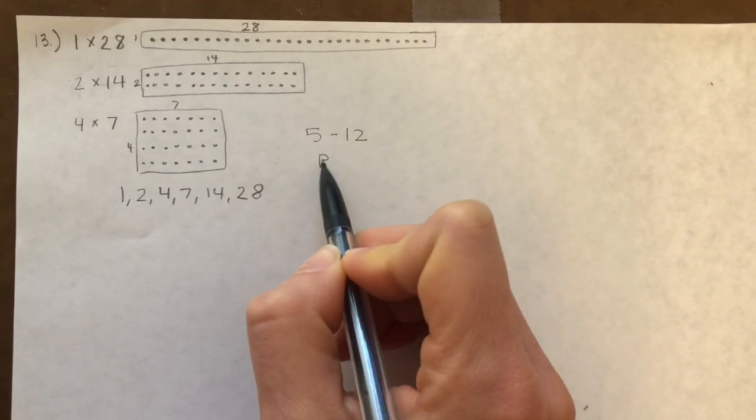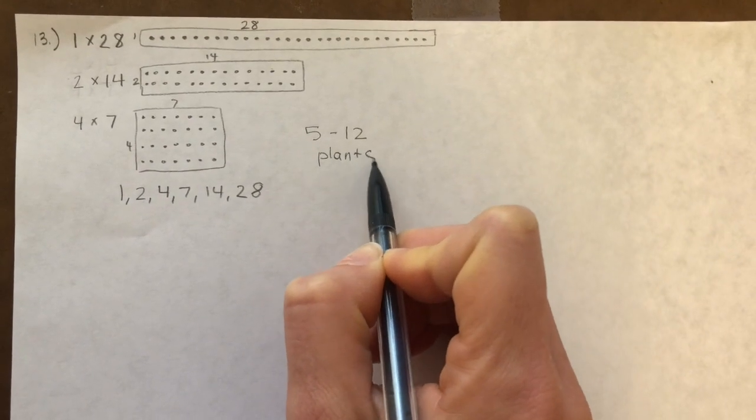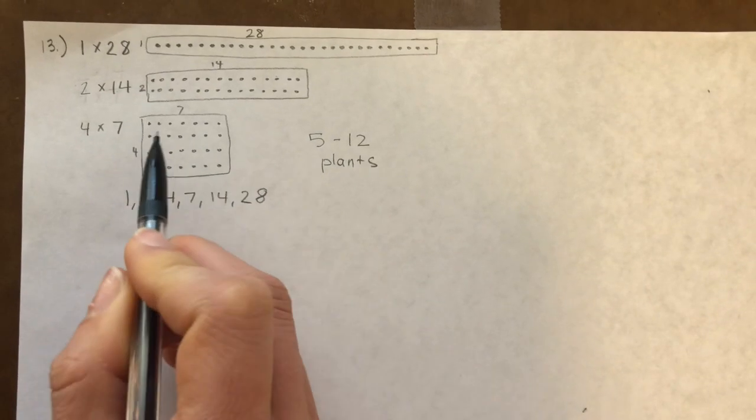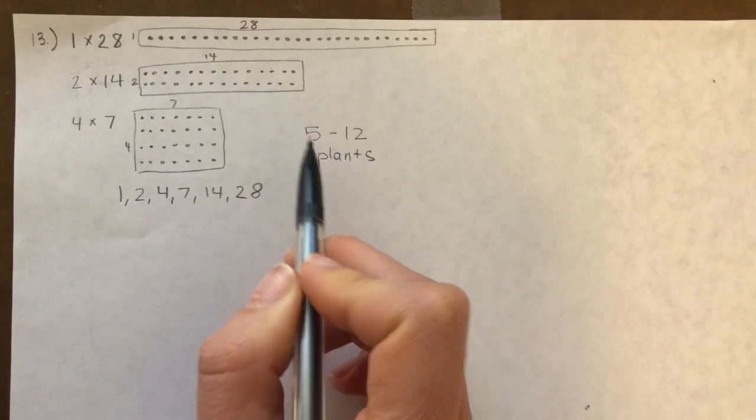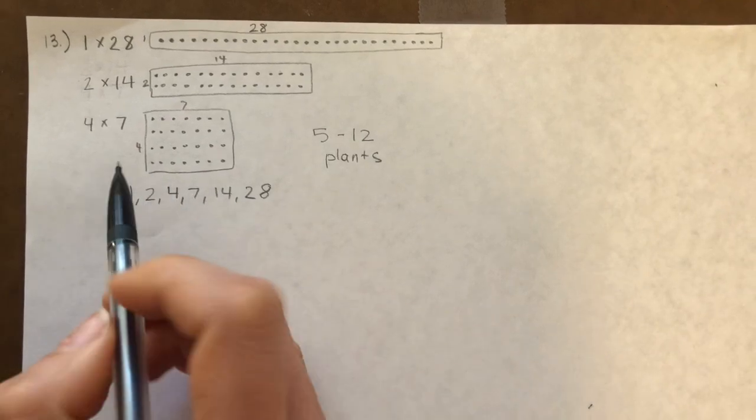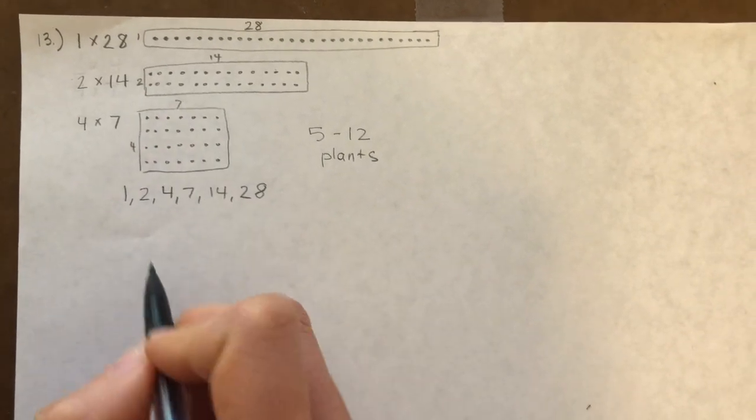So let's look at this last one. We've got 4 rows with 7 plants. Does 7 fall between 5 and 12? Yes. So our answer is 7 plants in each row.